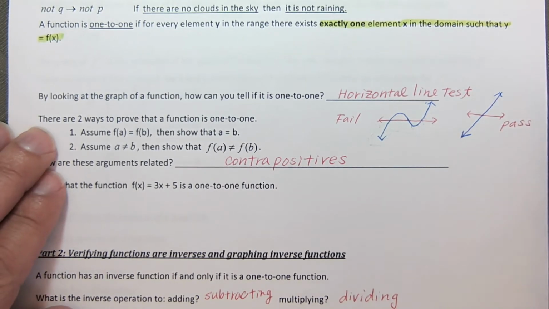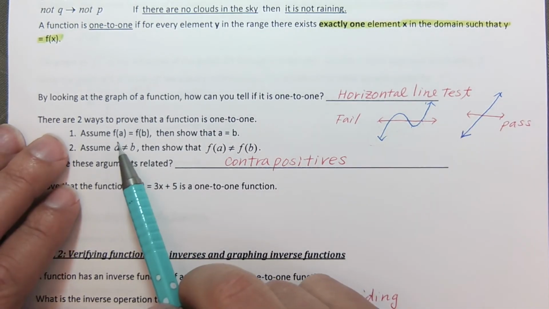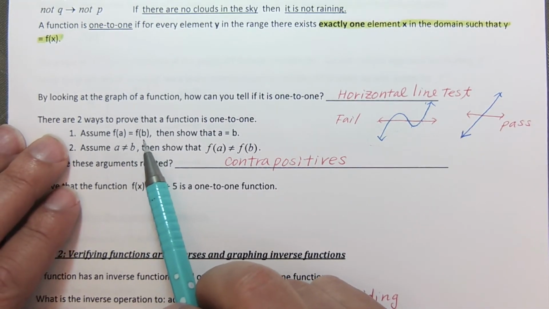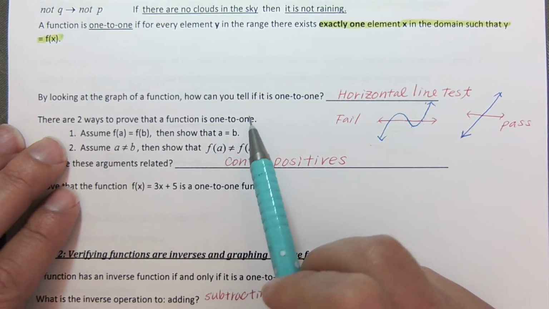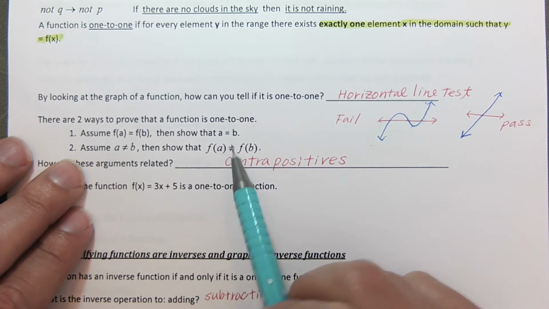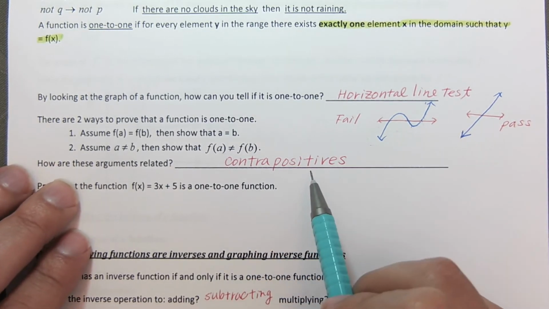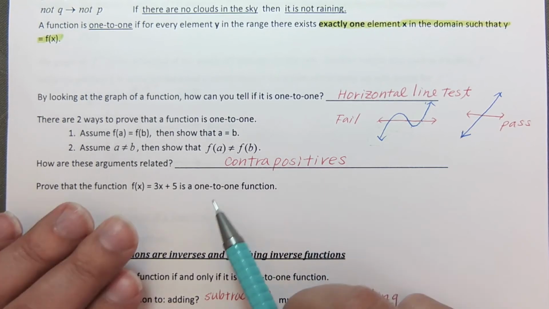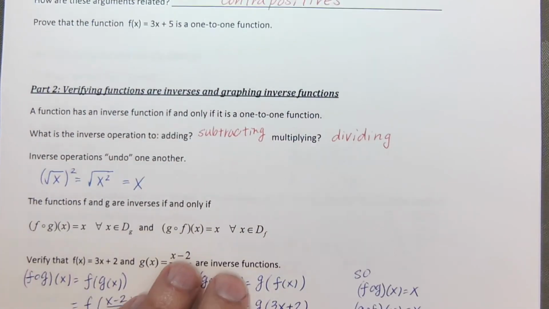Two ways to prove that a function is one-to-one. You can assume f of a equals f of b, and then prove that a equals b, or you can go the other way. Assume that a does not equal b, and then show that the two y values are not the same. And these arguments are related. This is the contrapositive again. I'm not going to get too deep into that. We're getting a little too abstract there, so we're going to move on.